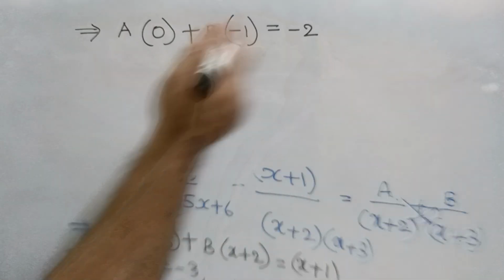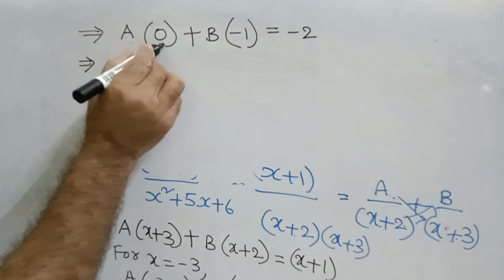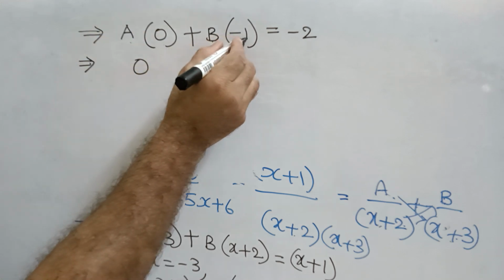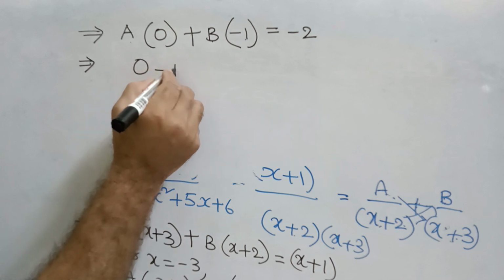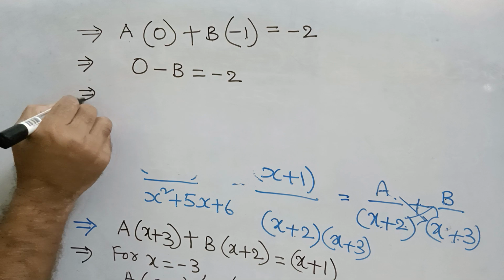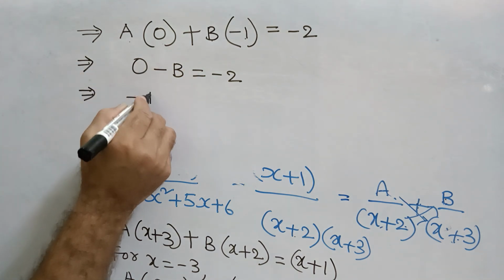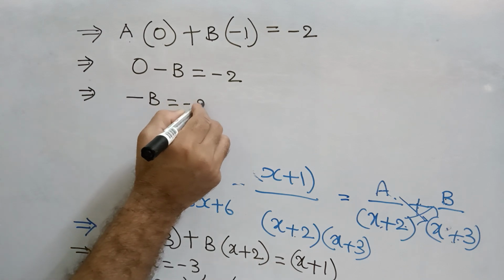Minus 3 plus 1 minus 2. Therefore, a into 0 is 0. B into minus 1 minus b is equal to minus 2. This implies 0, however, there is no value for 0. Therefore, minus b is equal to minus 2.